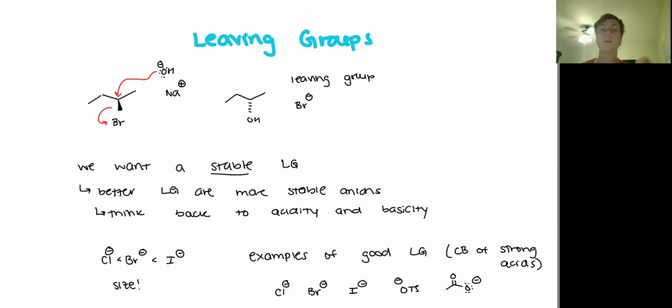This comes up when we have either an SN1 or SN2 reaction. With SN2, the nucleophile, which in this case is a hydroxide, will go in and attack at the alpha carbon, and it will kick off what we call the leaving group. In this case, the leaving group is the bromide anion.